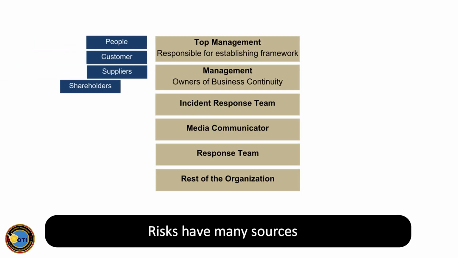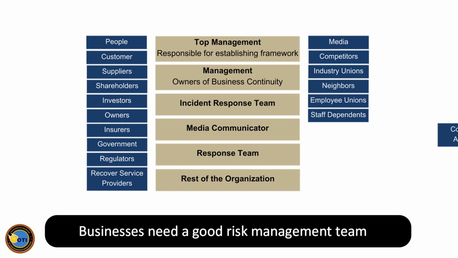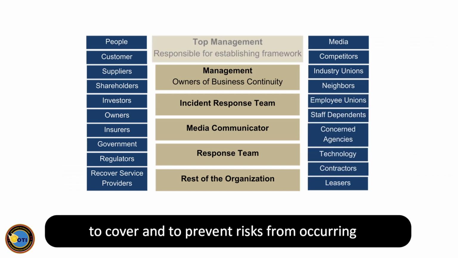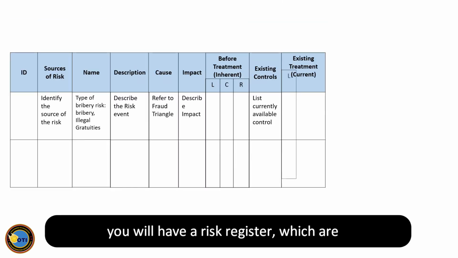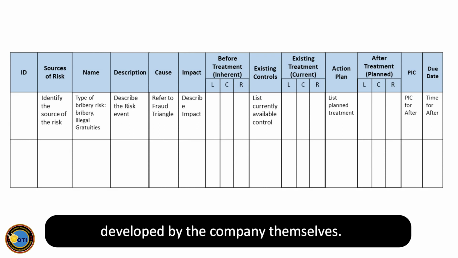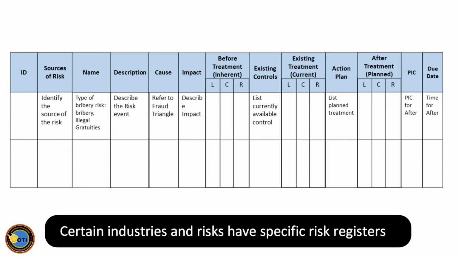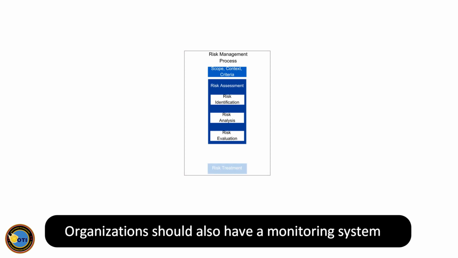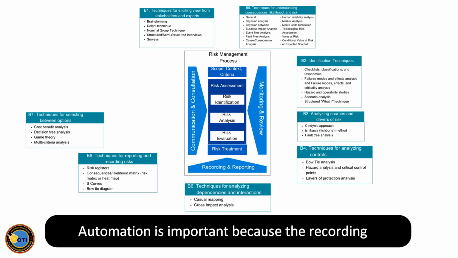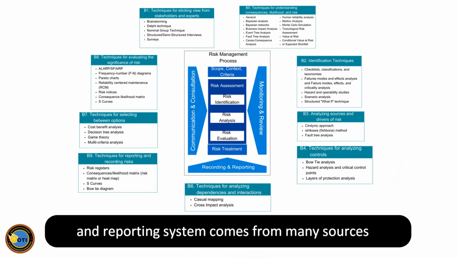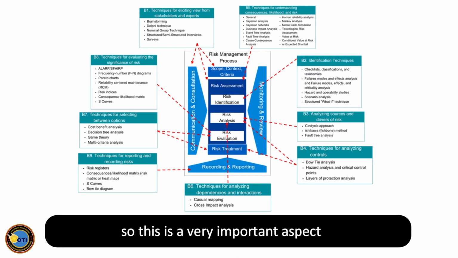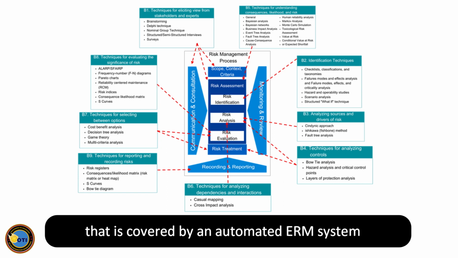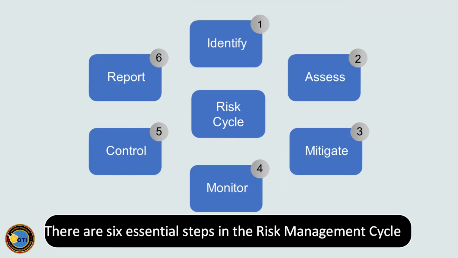Risks have many sources. Businesses need a good risk management team, and good awareness in every level in the company to cover and to prevent risks from occurring. When you've implemented risk management, you will have a risk register, which is developed by the company themselves. Certain industries and risks have specific risk registers. Organizations should also have a monitoring system. Automation is important because the recording and reporting system comes from many sources. It's difficult and inefficient to handle manually, so this is a very important aspect that is covered by an automated system tool.